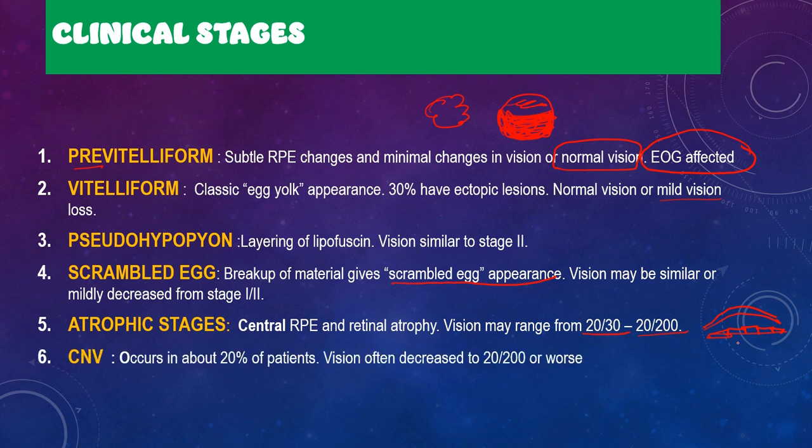And as the atrophy sets in, we know that whenever there's a potential space or a potential entry created in the RPE, here because of the RPE atrophy, you might have some RPE defect. Through that, your choroidal vessels are going to start growing towards the retina, and that will lead to formation of a choroidal neovascular membrane, which is a complication of the Best disease. Now, usually the Best disease is not treated up to stage 5. It is only in stage 6 that you actually intervene with your anti-VEGF agents and you treat the patient. Now, this complication of choroidal neovascular membrane is seen in about 20% of the patients, and here the vision is actually decreased to 20/200 or even worse. So that is one point that you should remember.